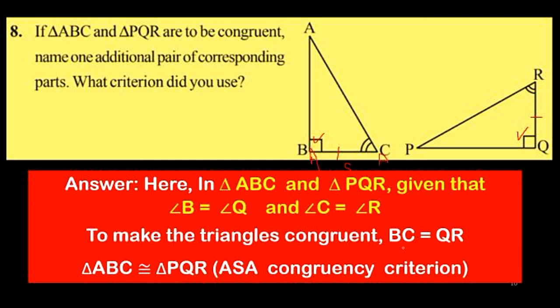You can read the answer. I have just explained why I have taken BC equal to QR, because I had two equal angles and the congruency property that we could use was ASA only. So by ASA congruency criteria, the triangles become congruent.